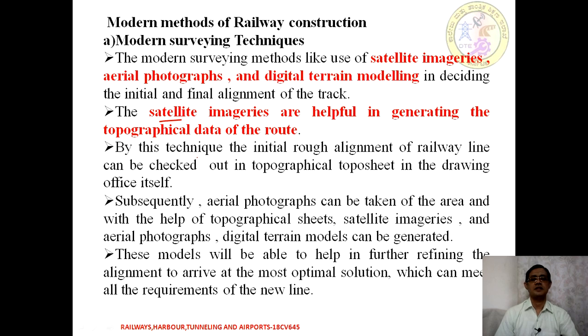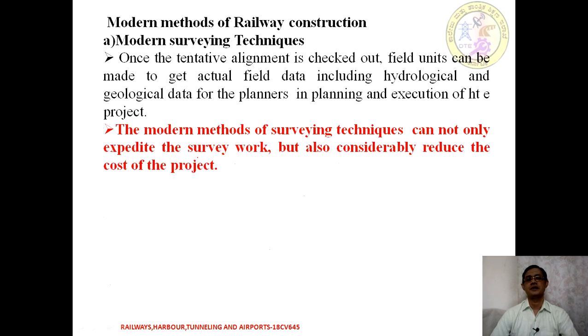After that, subsequently, aerial photographs can be taken for the particular study area, which will once again be helpful to get the topographical sheets or imagery, which can be regenerated. These models will be helpful for further refining of an alignment to arrive at the most optimal solution, which can meet all the requirements for the new line. As we know, once the tentative alignment is checked in the office, a field unit can be sent to get the actual field data, including hydrological data and geological data, for the planner to execute the project work.